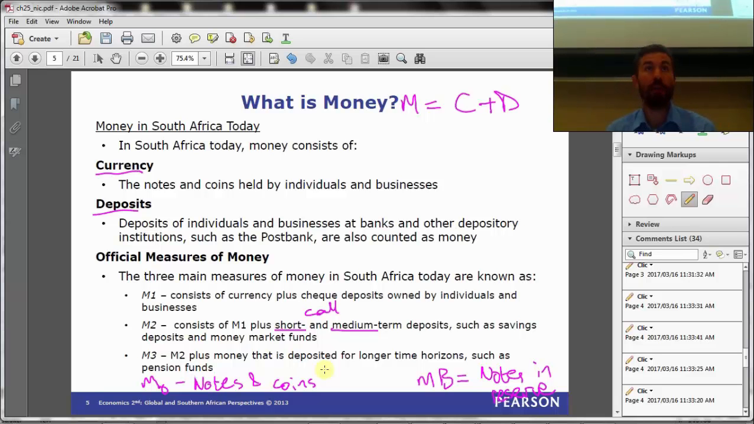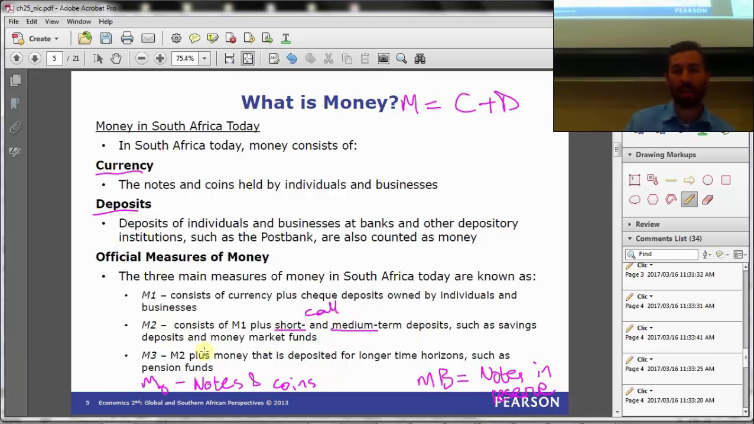I'm not sure if any of you have something like a 30-day call account. Anyone got anything like that? Okay. In other words, you go to the bank, you give them money and you say, if I want to take this money out, I will give you 30 days notice, and then you give me the money. And what the bank does is it gives you a higher interest rate. So if you have your savings account, the bank maybe gives you, I don't know, 1.5% interest. If you have a 30-day call account, they give you like 3% interest. If you have a 90-day account, they give you maybe 3.5% interest. So those are short and medium-term deposits.